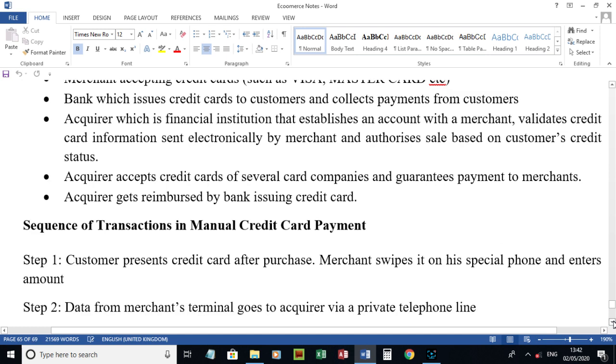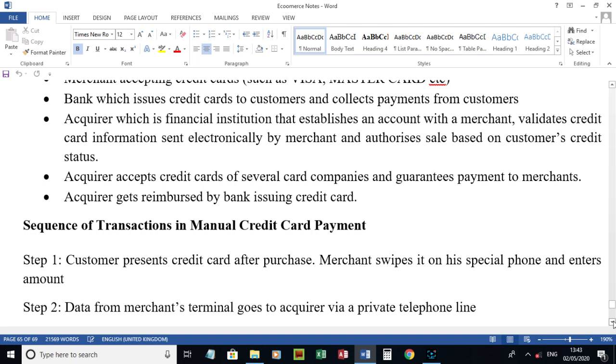We have a number of acquirer accounts, like PayPal and Alibaba, and I'm going to search for other credit card acquirer companies. They guarantee payment for the merchant. The acquirer gets reimbursed by the bank issuing the credit card. So the acquirer in the middle, like Alibaba or PayPal, is reimbursed by the bank.